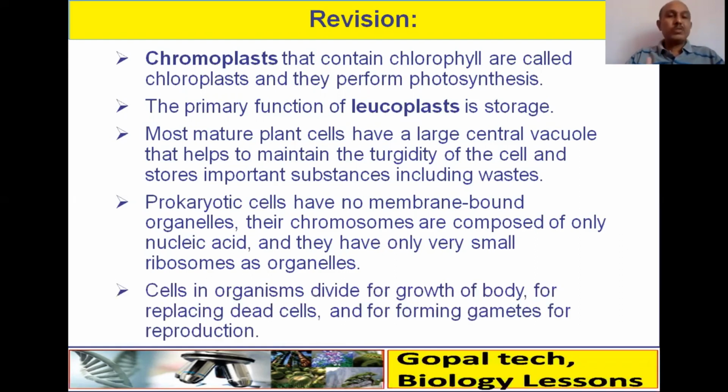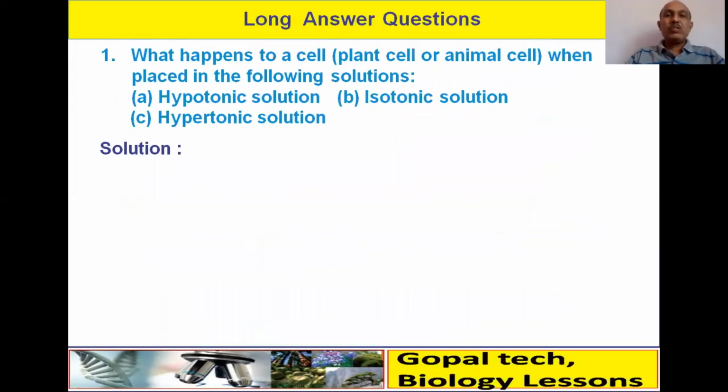Cells in organisms divide for growth of the body and for replacing dead cells, where mitosis division takes place, and for forming gametes for reproduction, where meiosis division takes place. Based on that, we'll discuss certain questions asked in previous examinations as well as textbook questions.